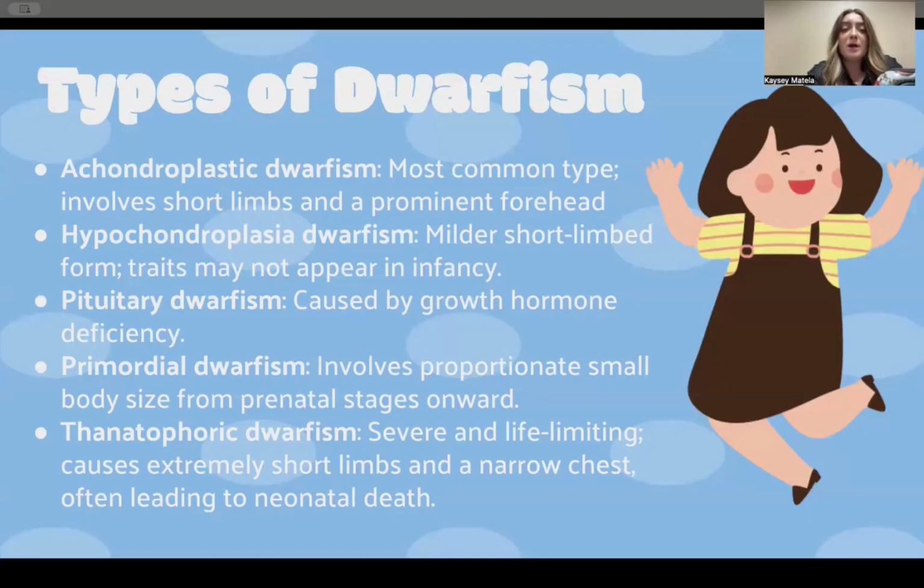The fourth one is primordial dwarfism. It's rare, it begins before birth, and people have a severe proportionate short stature, delicate bones, microcephaly, and it includes subtypes like Seckel and Russell-Silver. The fifth one is thanatophoric dwarfism. It's severe and it's often fatal in infancy. It's characterized by very short limbs, a narrow chest, underdeveloped lungs, and prenatal diagnosis is possible.